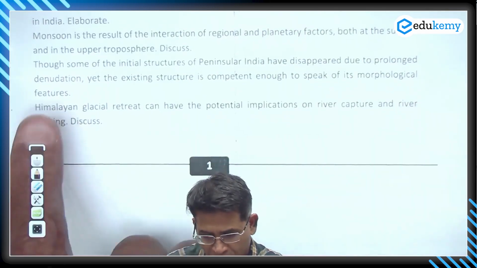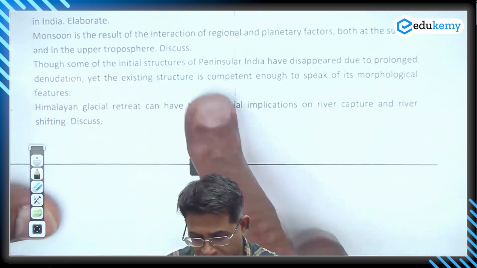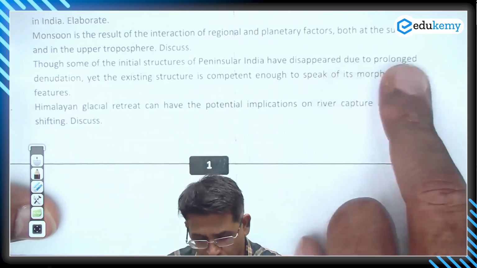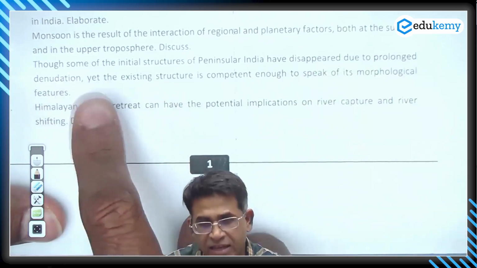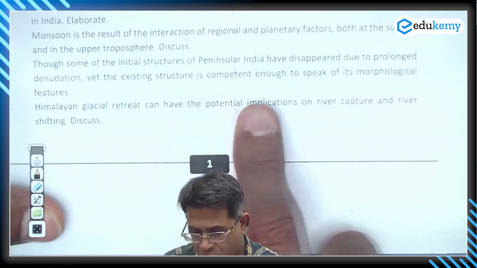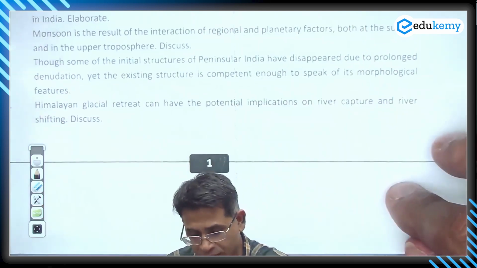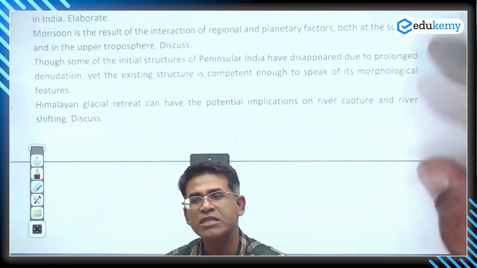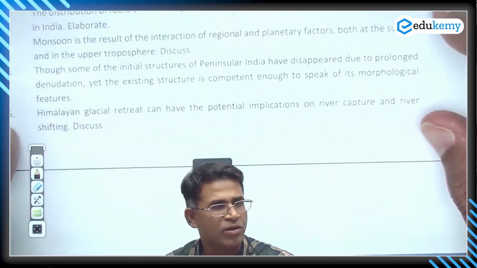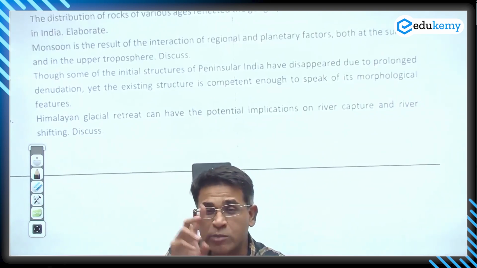Okay? Though some of the initial structure of Peninsular India have disappeared due to prolonged denudation, yet the existing structure is competent enough to speak of its morphological features. अब क्या है, पहला क्वेश्चन जो था ना ये वाला, it was about whole India. The second one is about plateau of India. यही फर्क. So now I will be more specific.